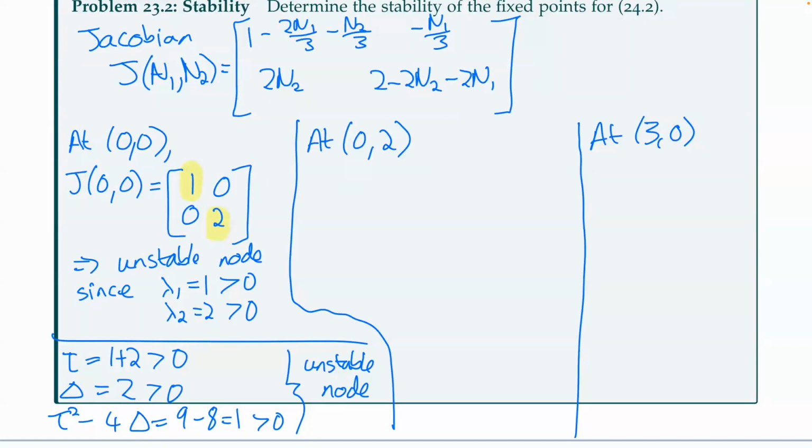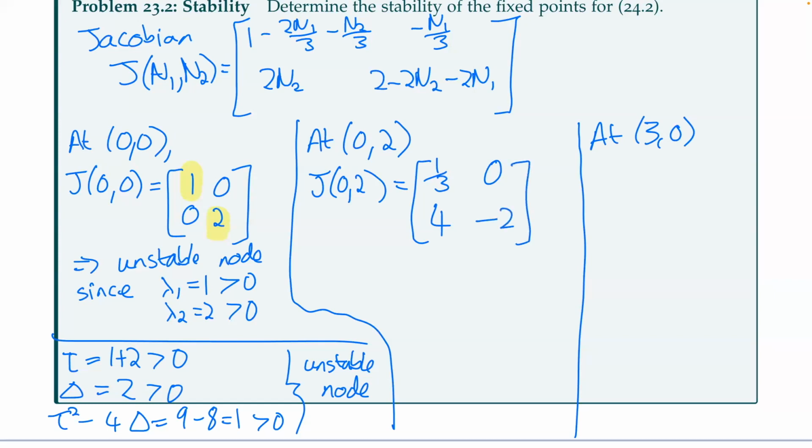Okay, let's see how you guys got on. So at (2, 0), your Jacobian is going to be, you have a 1 minus 0 minus 2/3, so you're going to have a third. n1 is 0, so this is 0 here. You're going to have 2n2, so that's 2 times 2, which is 4. And then you're going to have 2 minus 2 times n2. Again, n2 is 2, so that's 2 minus 4, it's minus 2. And then you're going to have a minus 0, so this is just a minus 2 here.